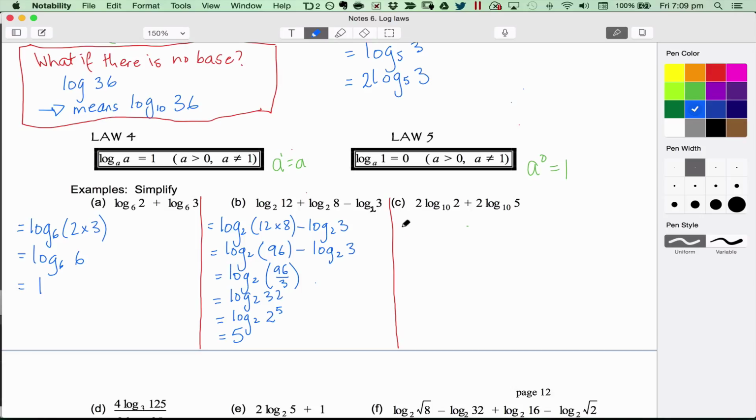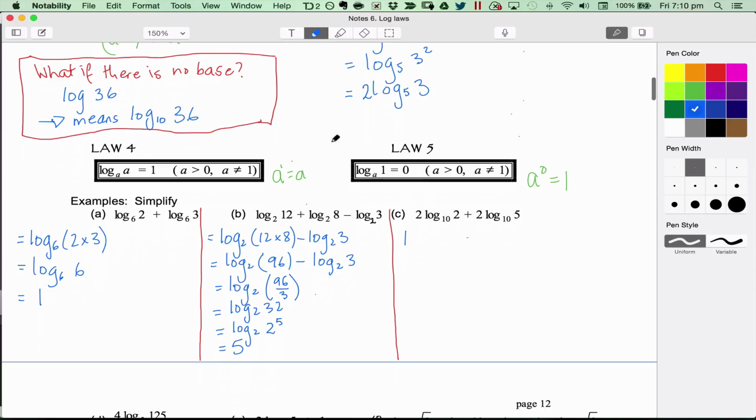Part C. Again, I've got a plus sign, so I'm going to use the first law, but I've got these numbers out the front. So I'm going to do something about moving those over here to make them powers, using, I think that was law 3. Log. Now you might not have written log 10, you might just write log, that's fine. Log 10, 2, and this 2, I'm going to make a power up here. Plus log 10, 5 squared.